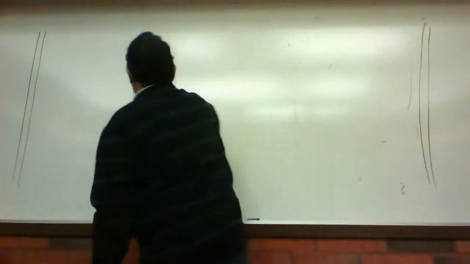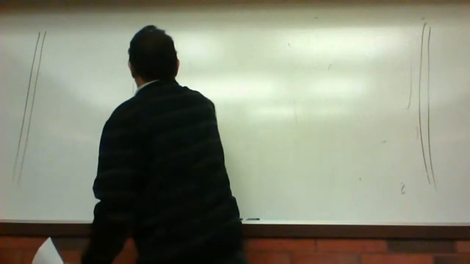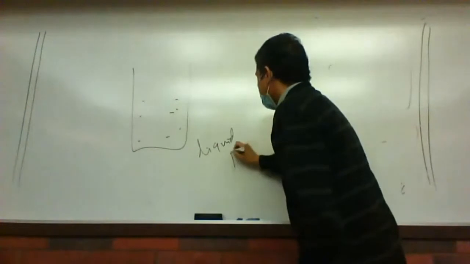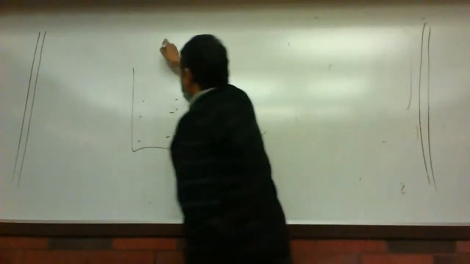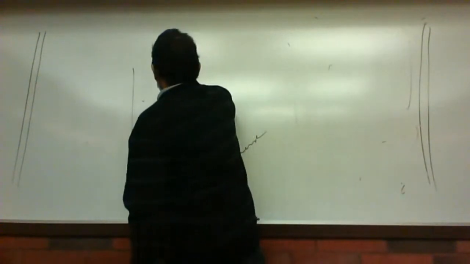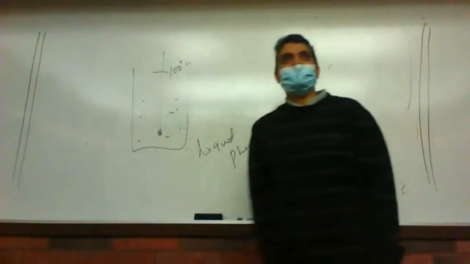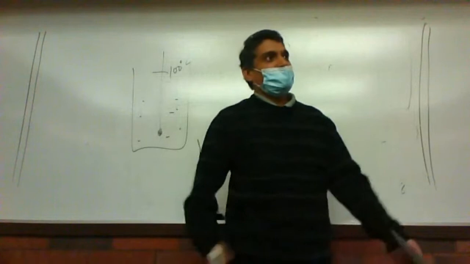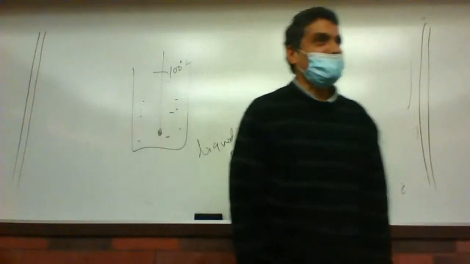Now let's look at another one. Same thing. Now you have water here. This is the liquid phase, right? Liquid water is the liquid phase. And it's already boiling. So this is 100 degrees centigrade. The water is boiling here. So keep heating, and the water temperature does not go up. It stays 100, 100, 100.